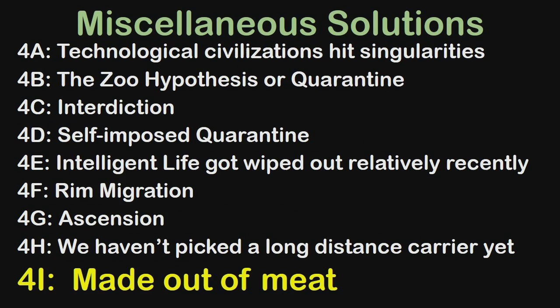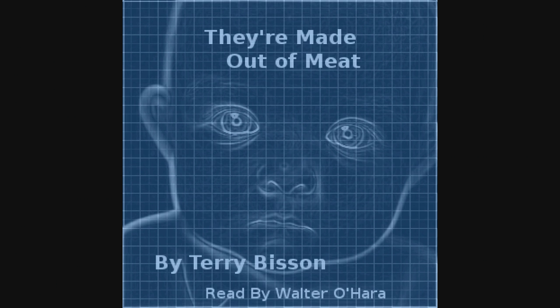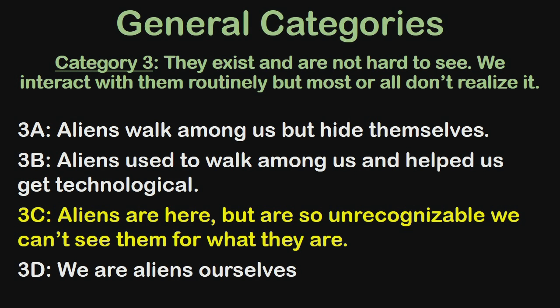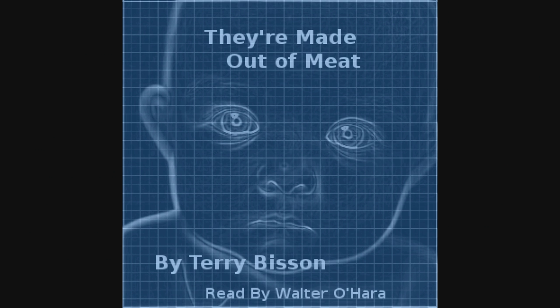4I. Made out of meat. If you're a big Fermi Paradox follower, you're probably wondering when I was going to get around to mentioning Thierry Bisson's short story, They Are Made Out of Meat. Since I've just mentioned a lot of the other popular weird ones, the answer was nearly no, that it was covered in Category 3C, aliens are unrecognizable, and I always consider this one to be kind of stupid anyway.